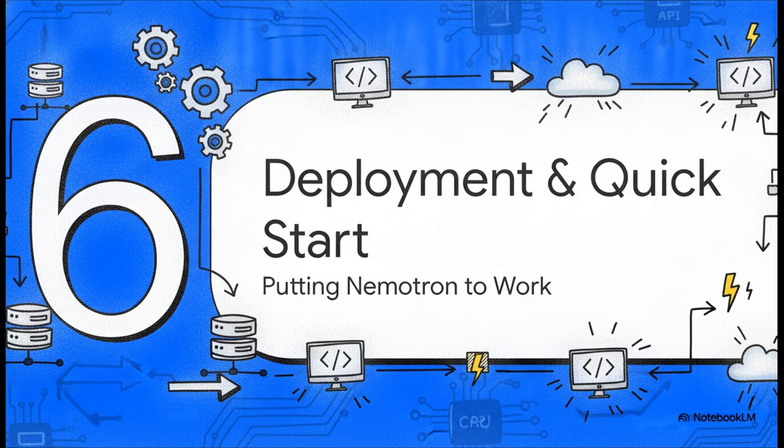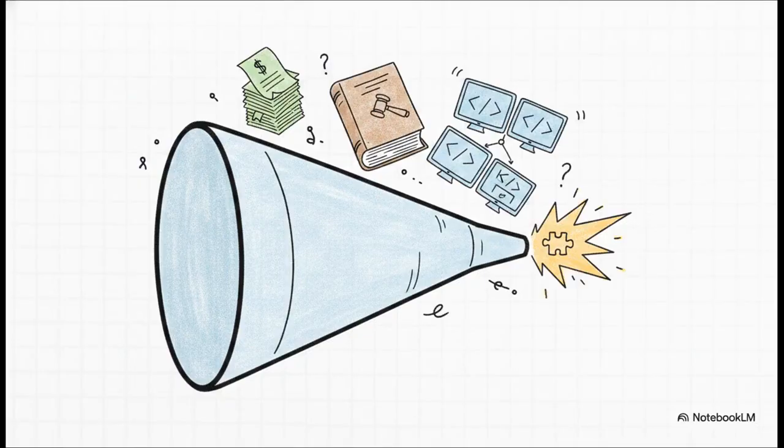Which leads us to our final stop, Section 6, Deployment and Quick Start, putting Nemotron to work. NVIDIA made integrating this powerhouse incredibly straightforward. Right out of the gate, you've got full support for Hugging Face transformers. It is heavily optimized for vLLM, NVIDIA's own TensorRT-LLM, and even SGLang. But honestly, the most exciting bullet point here, it supports a jaw-dropping 1 million token maximum context window. Think about that. You can literally feed this model your entire codebase, massive financial reports, or huge rulebooks, and it can reason over the whole shebang in a single prompt. That is a real game changer.